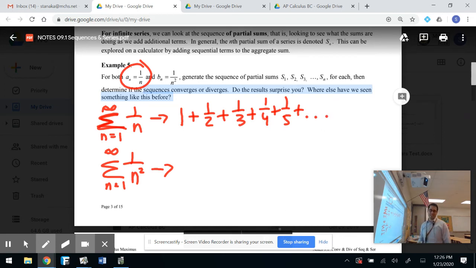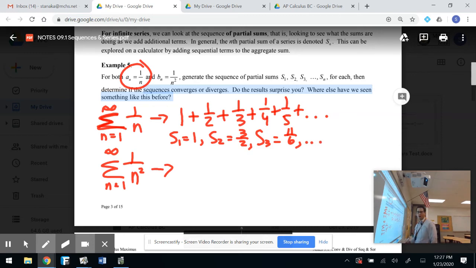Now, the question is, if I sum these up, S sub 1 means you're summing up one of them. That's called a partial sum. S sub 2 means you're going to sum up the first two, 1 plus 1/2, and I get 3/2. S sub 3 means you're going to add 1 plus 1/2 plus 1/3. I get an answer of 11/6.